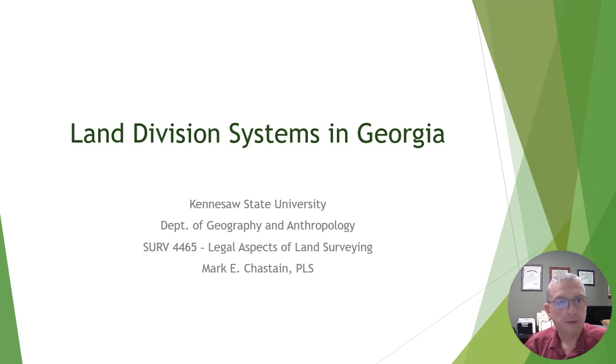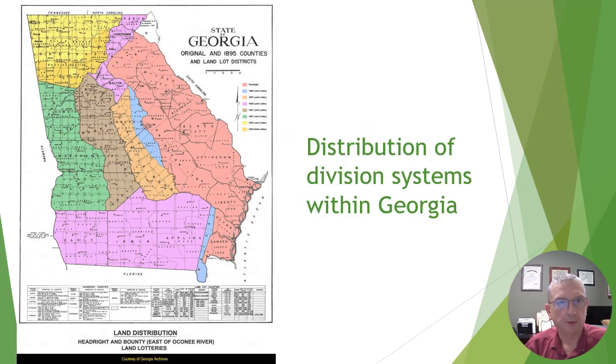Hi there. This lecture is on the land division systems in Georgia. Georgia is a unique state in that we have colonial meets and bounds sections and a rectangular system, but it is not the same as the U.S. public land system. This map, which there is a link provided later, is a map that depicts all of the various areas and flavors of the state of Georgia.